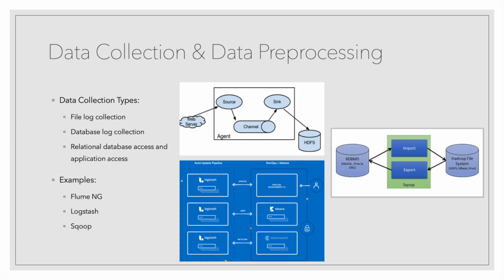The first aspect of big data technology is data pre-processing. The data collection types are file log collection and database log collection, relational database access and application access. And there are some example tools like Flume, Logstash, and Scoop.